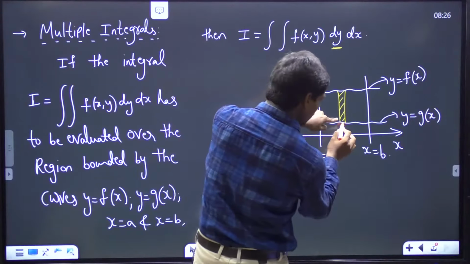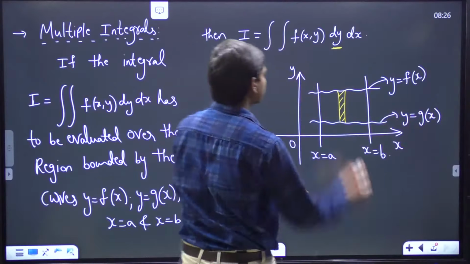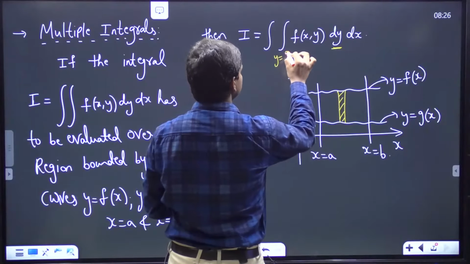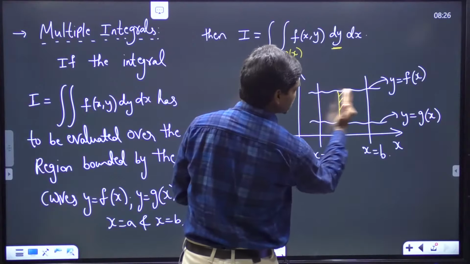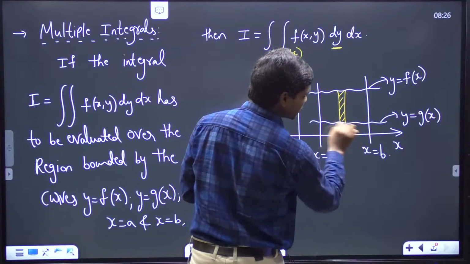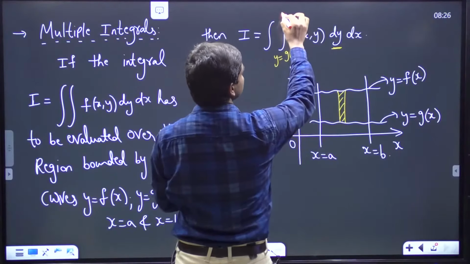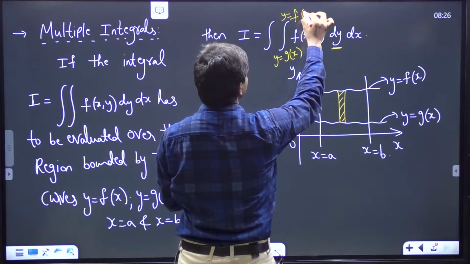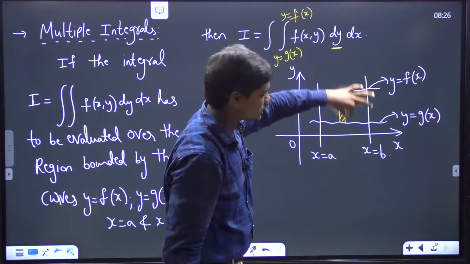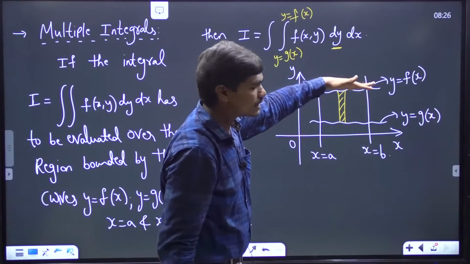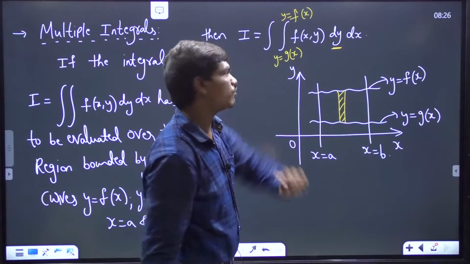So see here, what is the lower limit for this vertical strip? This function y is equal to g of x, correct? So y is equal to g of x is the lower limit for this vertical strip, because wherever the strip moves in this region, y is equal to g of x is bounding it, correct? Now what is the upper limit for this function? Y is equal to f of x, because similarly how g of x is the lower limit for this strip, y is equal to f of x is the upper limit, and this strip can't cross y is equal to f of x, correct?